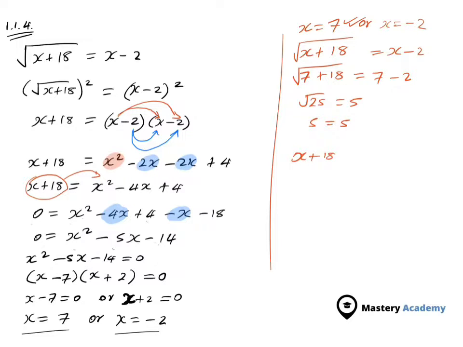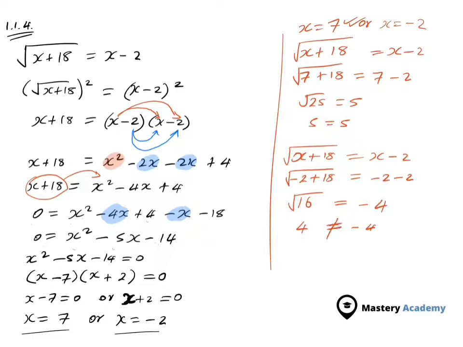Now let us check this other one. Again, you have the square root of x plus 18 is equal to x minus 2. I will substitute the value of negative 2 there. So you have the square root of negative 2 plus 18 is equal to negative 2 minus 2. Negative 2 plus 18 gives you 16 under the square root sign, and on the right side you're going to have minus 4, because minus 2 and minus 2 gives you minus 4. The square root of 16 is positive 4, and on the right side we have a negative 4.